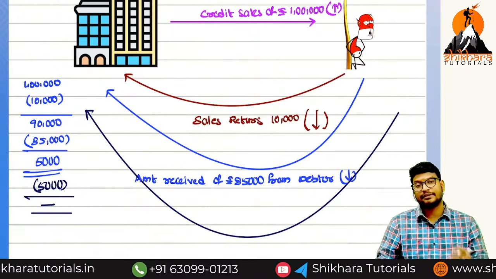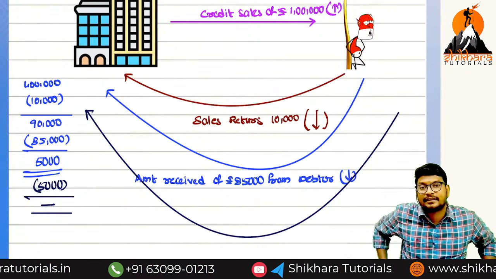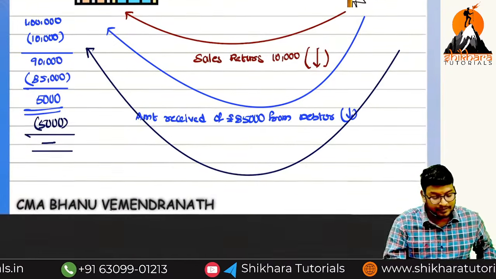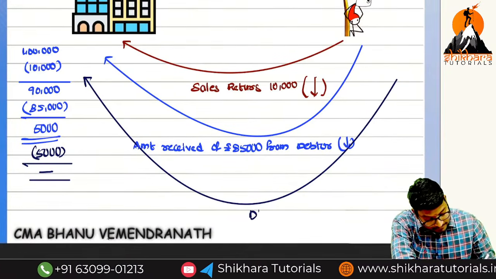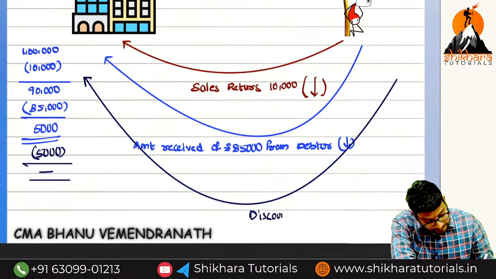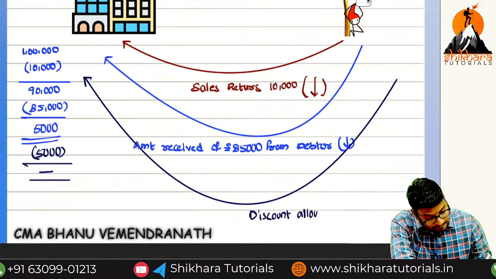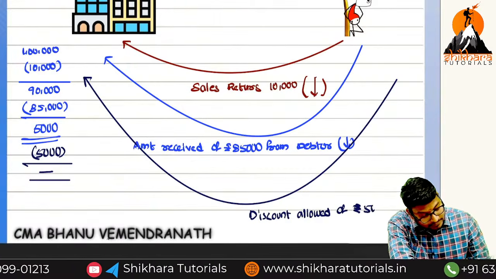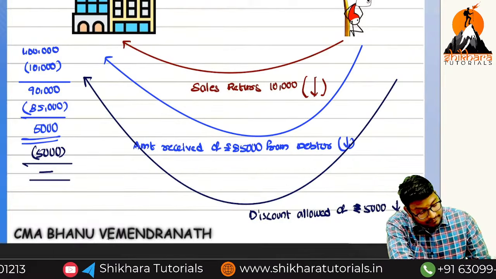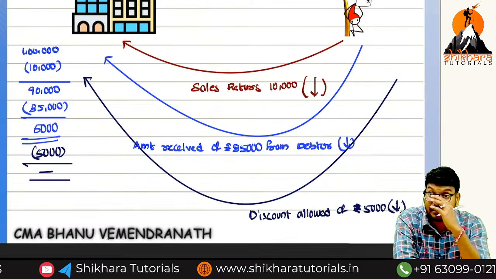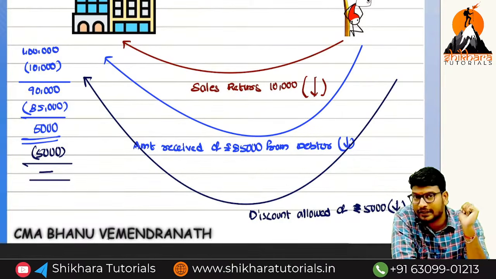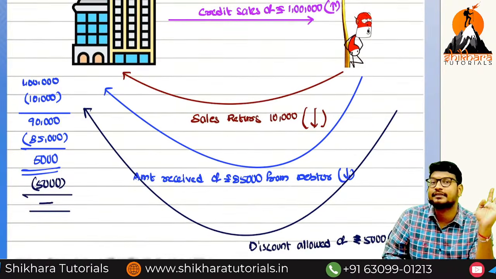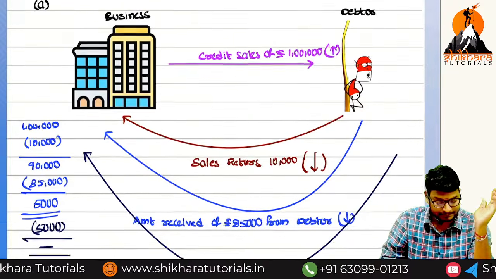The balance will become what? 0. Okay, now even though he has not paid, we are cancelling the debtor because he has made the prompt payment. So this is called discount allowed of rupees how much? 5,000. So through this also, does the debtor value increase or decrease? Debtor value decreases. Are you getting the point? So please take a note of it. We can discuss the entries and that particular ledger account.